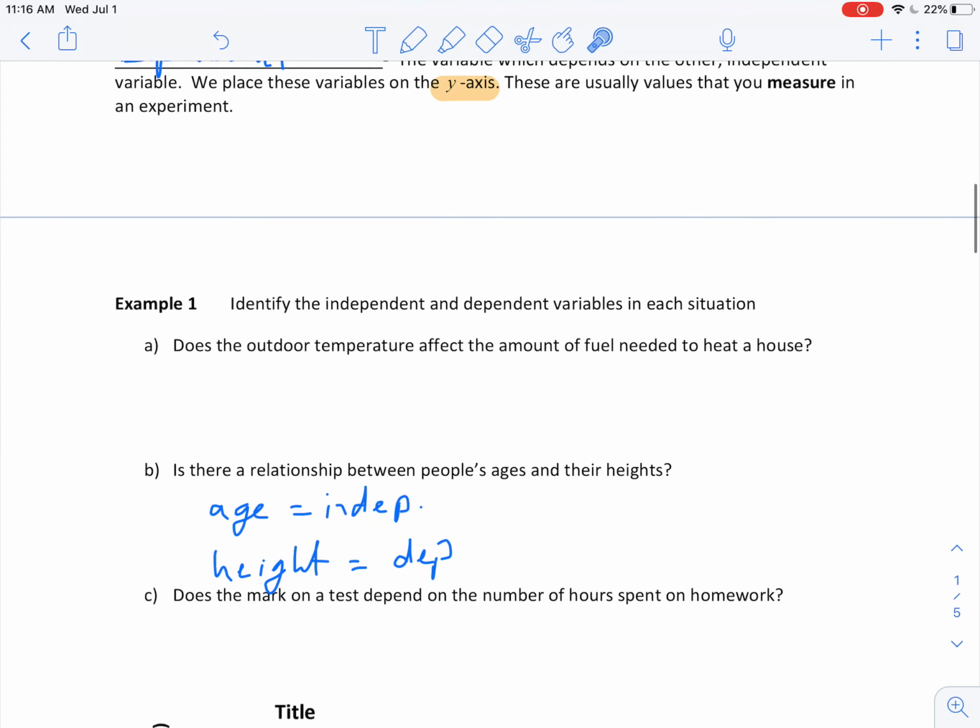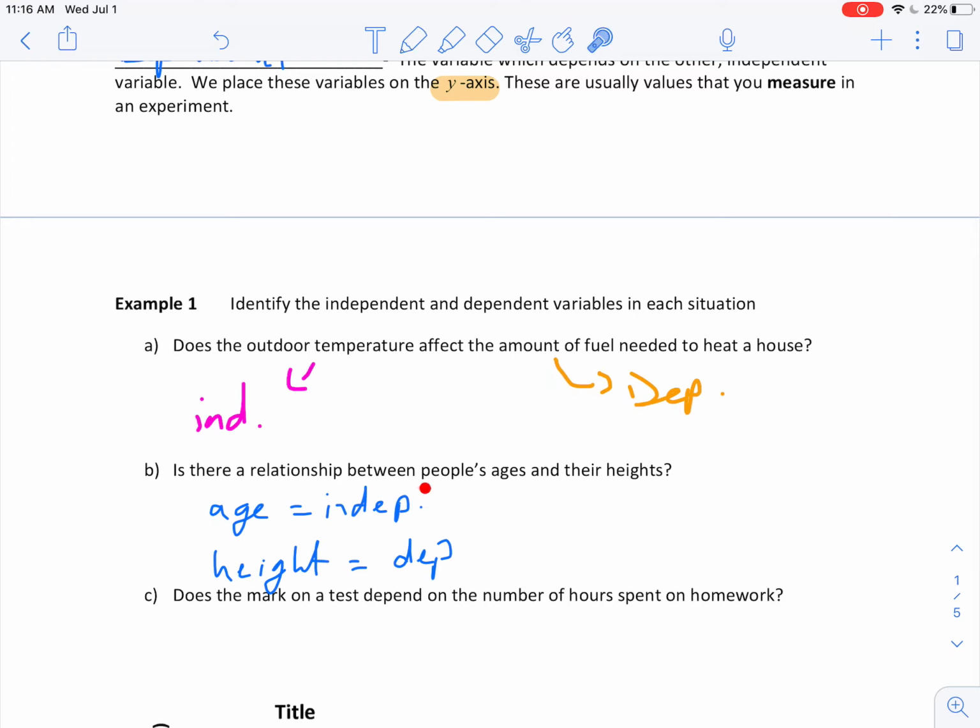So our first example, identify the independent and dependent variables of each situation. So does the outdoor temperature affect the fuel needed to heat the house? Well, which one is independent or kind of on its own? Well, this one, the outdoor temperature, would be independent, and the amount of fuel needed is dependent on the temperature.